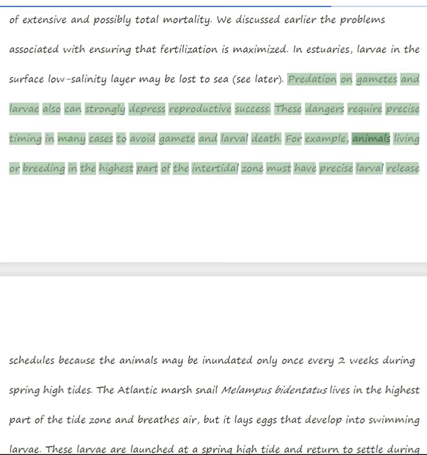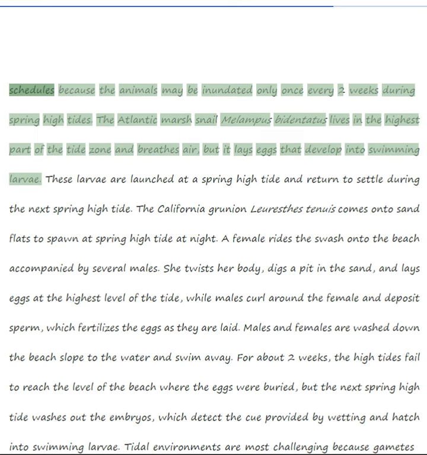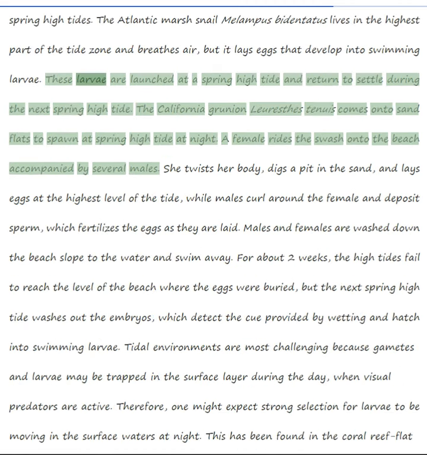For example, animals living or breeding in the highest part of the intertidal zone must have precise larval release schedules because the animals may be inundated only once every 2 weeks during spring high tides. The Atlantic marsh snail Melampus bidentatus lives in the highest part of the tide zone and breathes air, but it lays eggs that develop into swimming larvae. These larvae are launched at a spring high tide and return to settle during the next spring high tide.